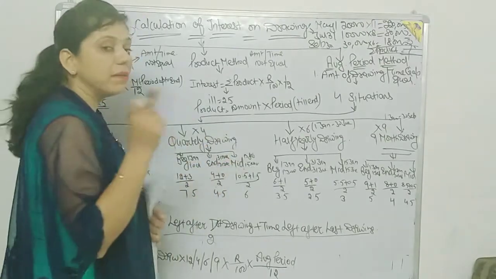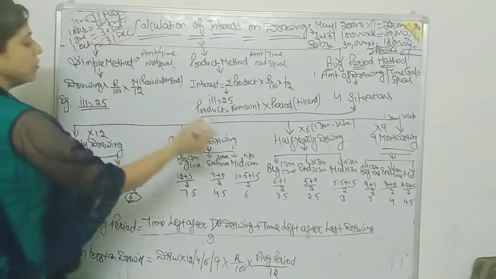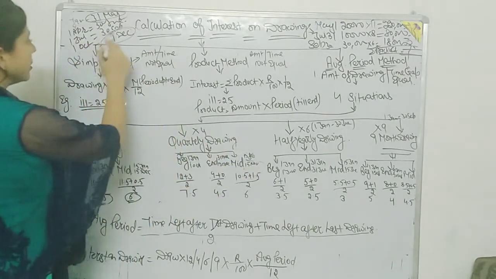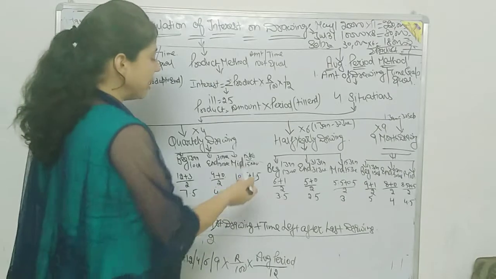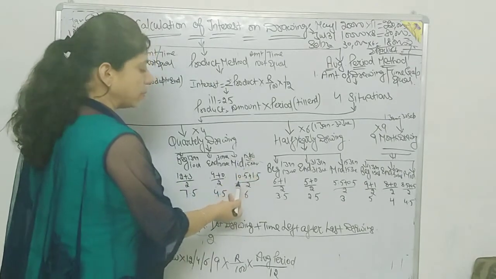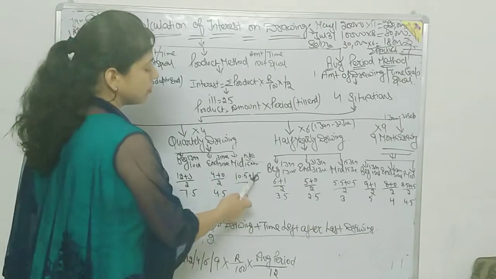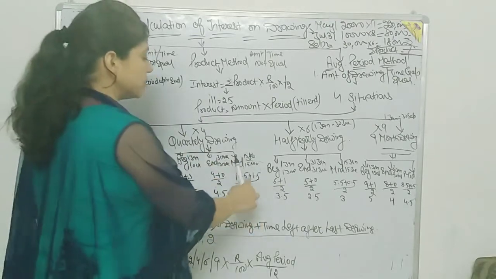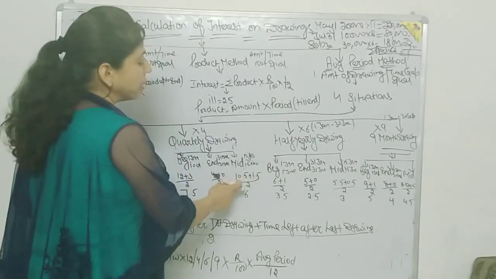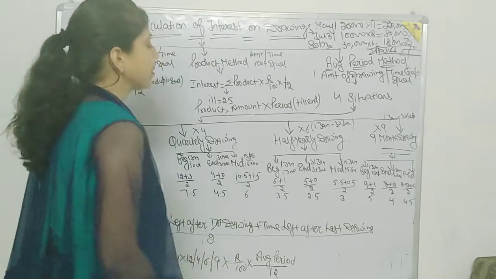Similarly, at the mid of every quarter, the first quarter's mid is 15th February and the last quarter's mid is 15th November. So time left after 15th February is 10.5. Time left after 15th November, half of November and full December, that means 1.5. So 10.5 plus 1.5 by 2, that means 6 months.